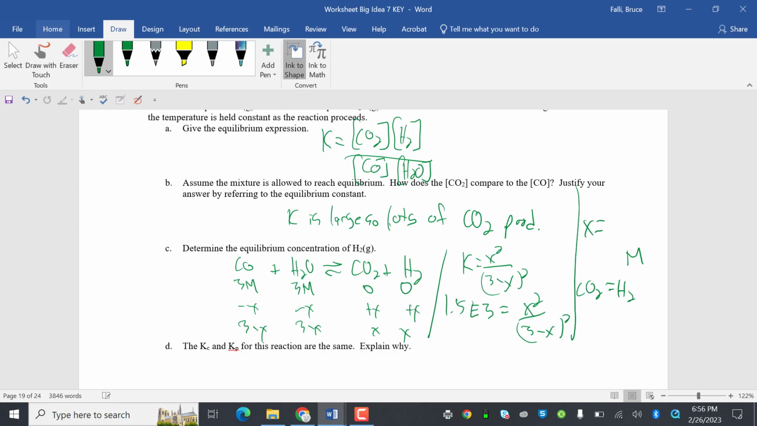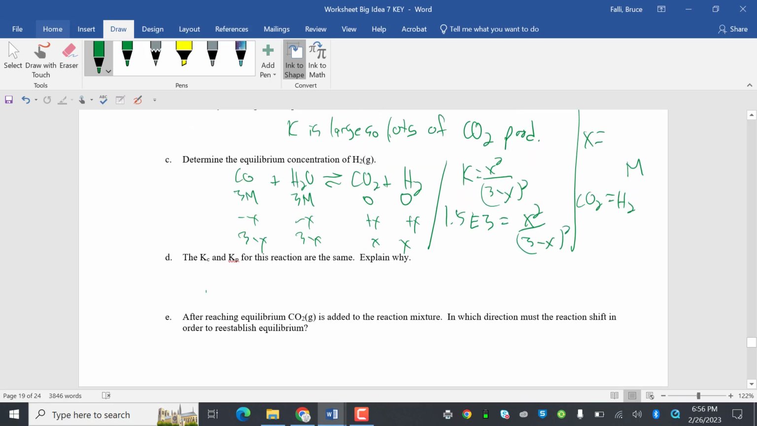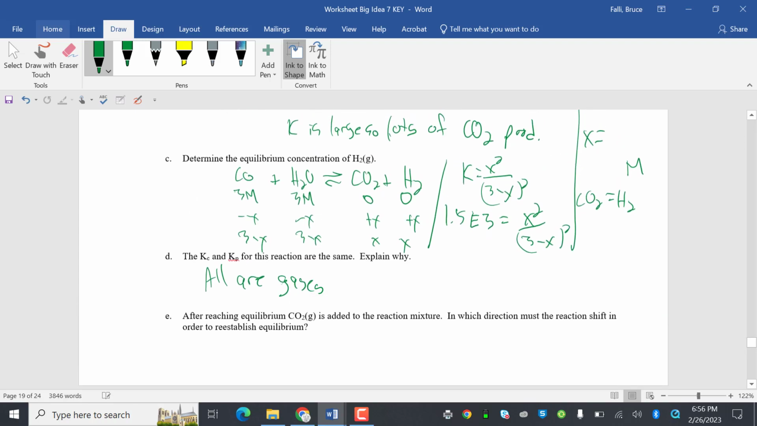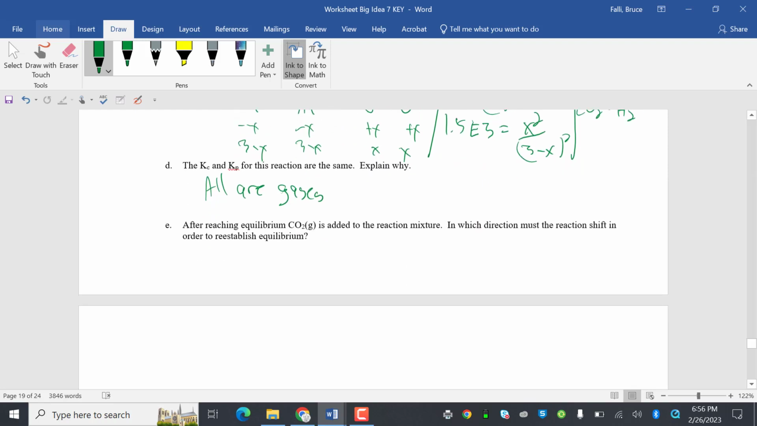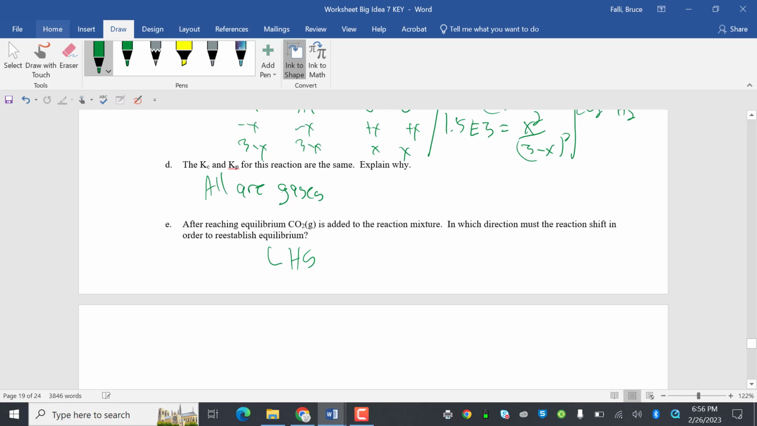The Kc and Kp in the reaction are the same. Explain why. All are gases. After reaching equilibrium, oops, I put my is on there. After reaching equilibrium, CO2 is added to the reaction mixture. In which direction must the reaction shift in order to reestablish equilibrium? The left-hand side. Whoops. Okay.